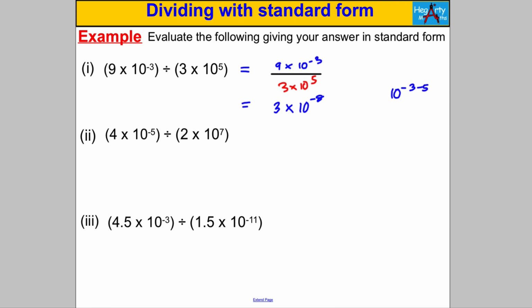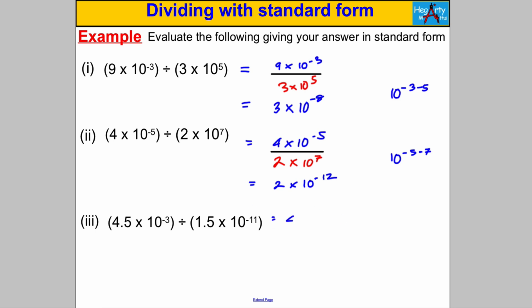Next one, we're going to say that's 4 multiplied by 10 to the negative 5 over 2 multiplied by 10 to the 7. Now 4 divided by 2, that's the easy bit, is 2. Let's go over here and work this out. 10 to the negative 5 divided by 10 to the 7, so you're dividing, you take the powers away, that's 10 to the negative 5, subtract another 7, that's going to be 10 to the power of negative 12.